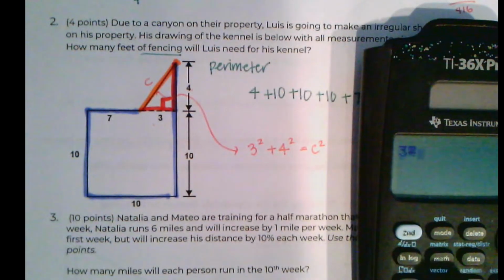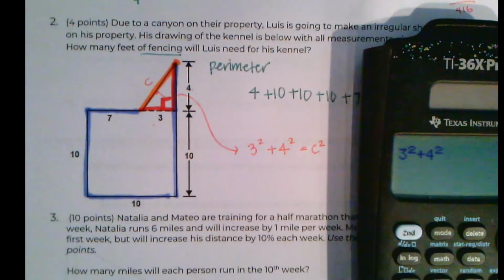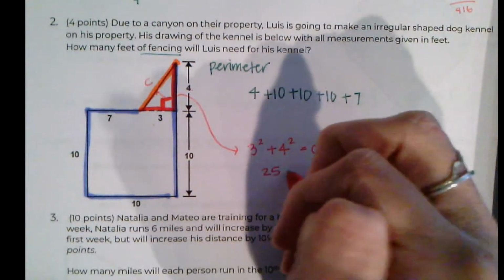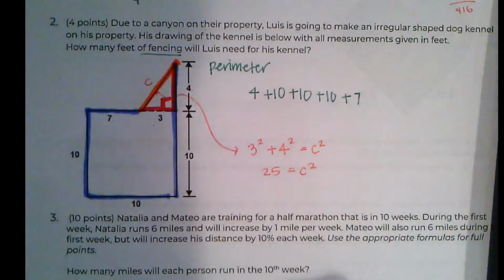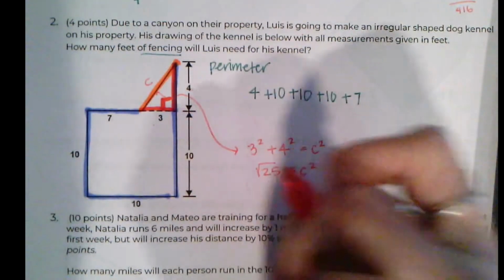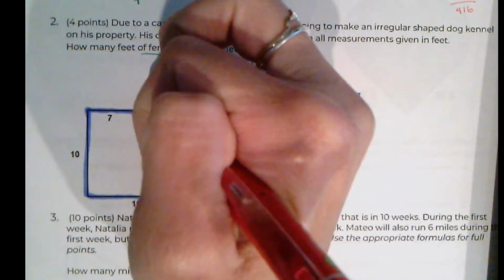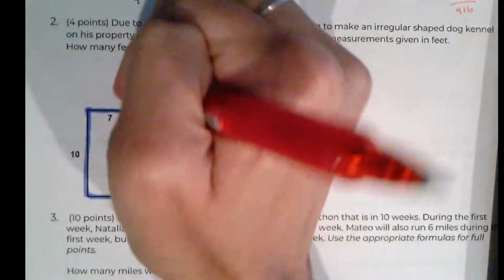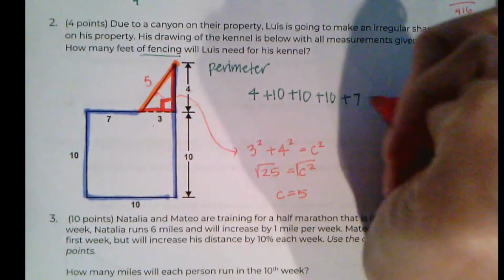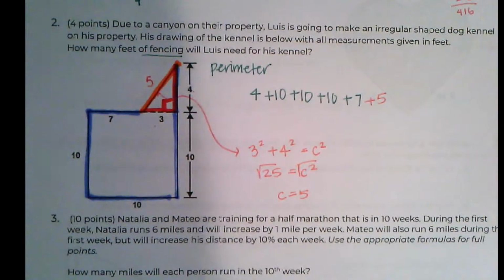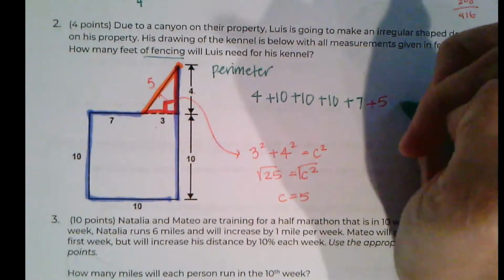We have 3 squared plus 4 squared. That is 25. And then if we want to figure out what C squared is, we're going to take the square root of both sides. So C is going to be equal to 5. So now I know this value. I can replace the C, just call this thing 5, and that's the last piece I need to add. So now I've got all the things I need to add together. I'm able to finish up my problem.